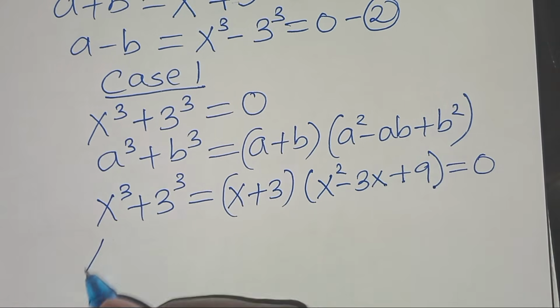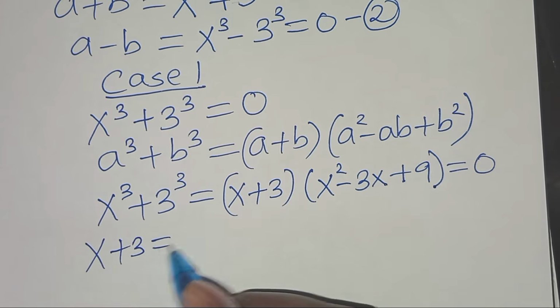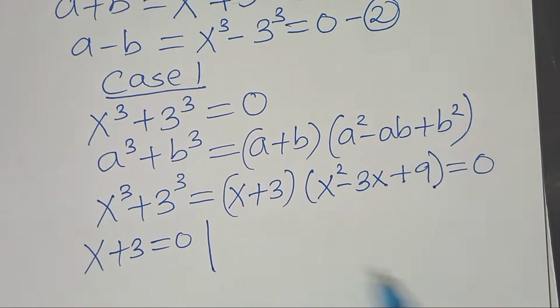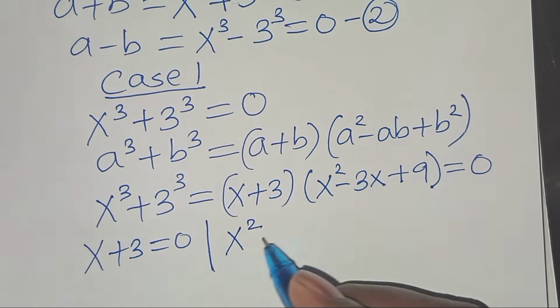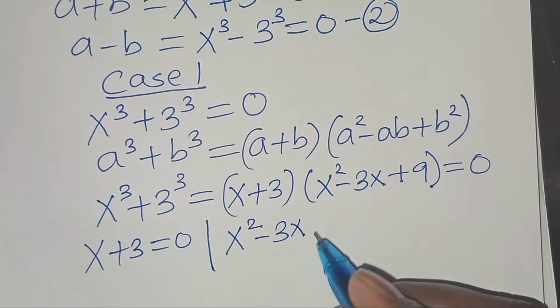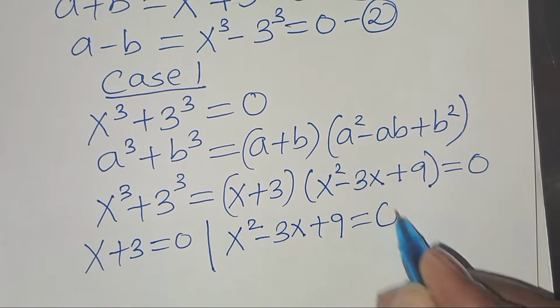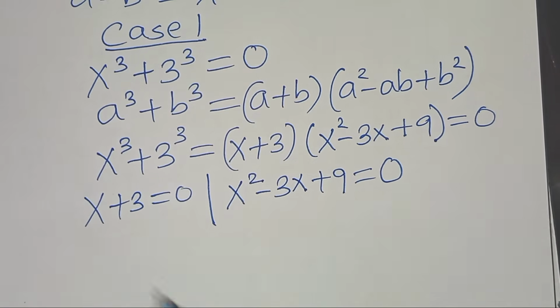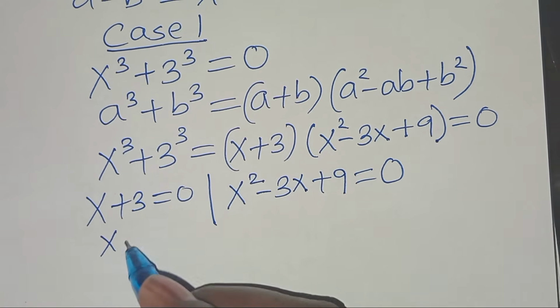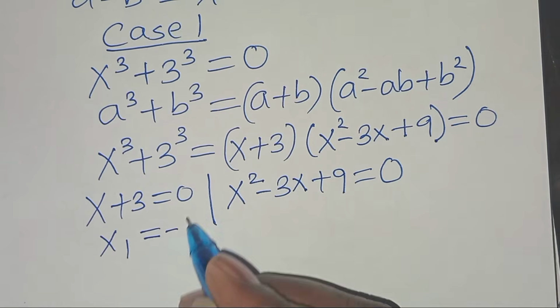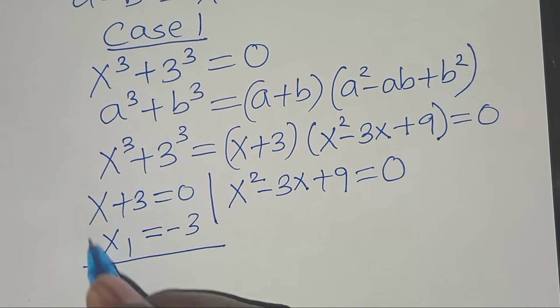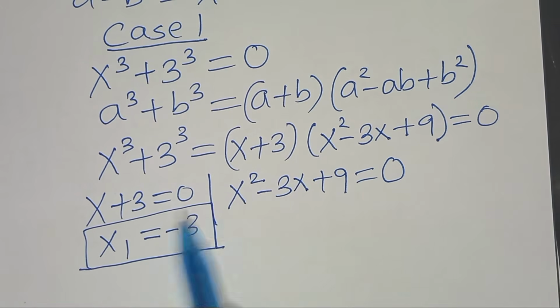So in this case, we have x plus 3 equal to 0 as the first part, and we have x squared subtract 3x plus 9 equal to 0. So the first part here, we can call this one x1, equal to negative 3. So this is the first solution here, which is a real solution.